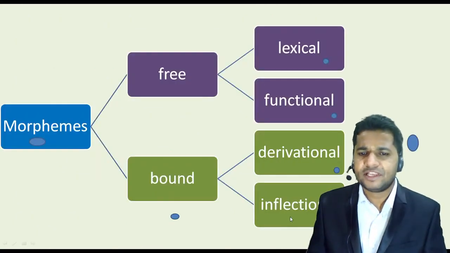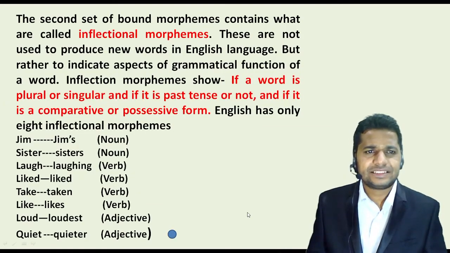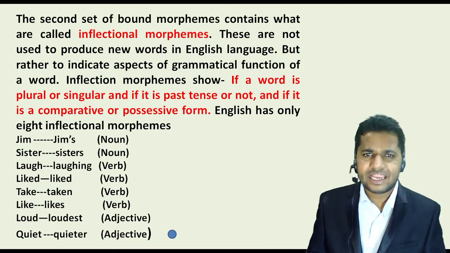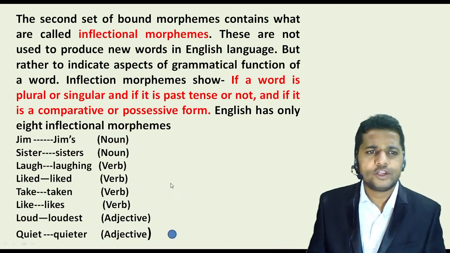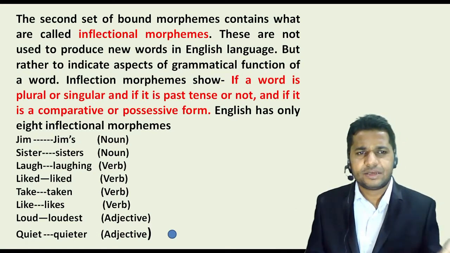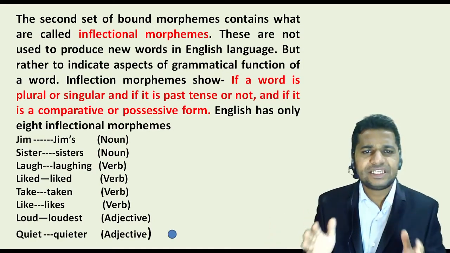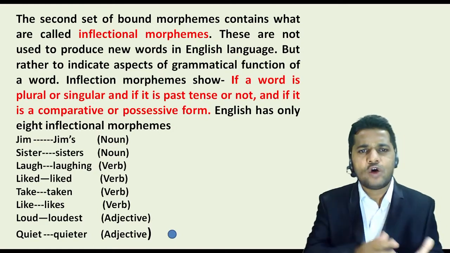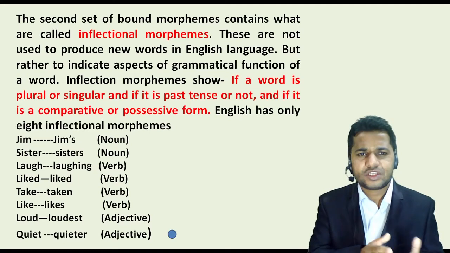Another subtype is inflectional morphemes. Now, what are inflectional morphemes? The second set of bound morphemes contains what are called inflectional morphemes. These are not used to produce new words in the English language, but rather to indicate aspects of the grammatical function of a word. For example, in the last subtype, derivational morphemes, you could change the grammatical category of the word from noun to verb, verb to noun, adjective to noun. You could do that in the last subtype.